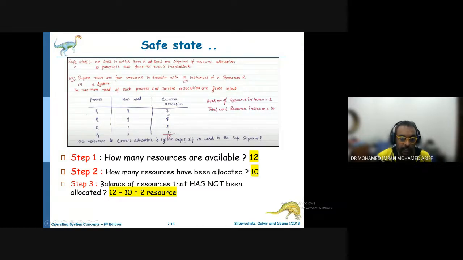How do I count it? 10? 3 plus 4 plus 2 plus 1 is 10. Okay. Balance of resource that has not been allocated. 12 minus 10, 2 resources have not been allocated. Okay, that's step number 3.